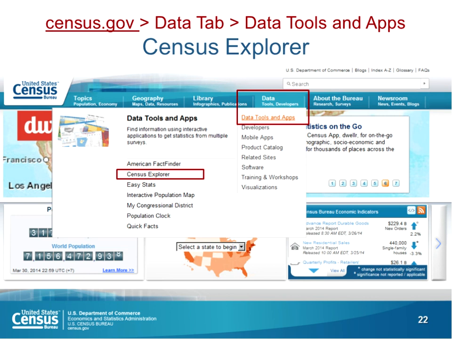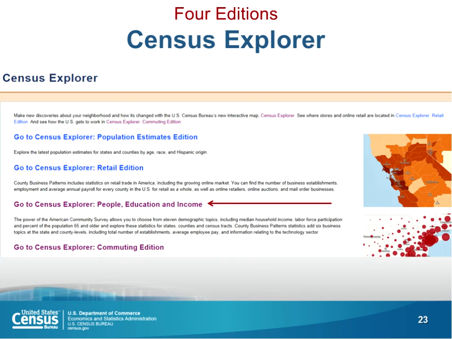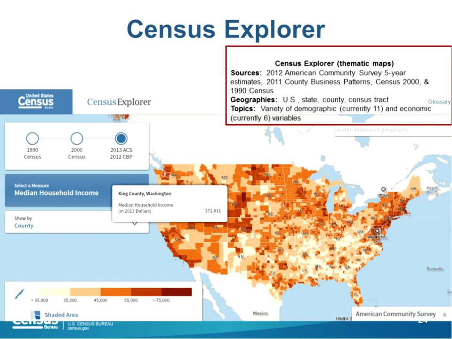So, Census Explorer. I have utilized Census Explorer because it allows you to look at some trends. It gives you some information about people, education, income, and commuting, and it's at the state level, county level, and census tract level. It's basically an interactive map. So Census Explorer is an area that you can identify on the home page in order to access it. Here are the different types of Census Explorer tools. The one that I go to is people, education, and income.